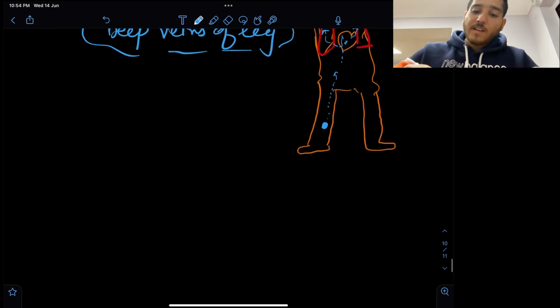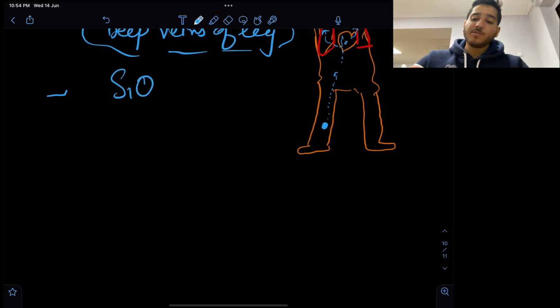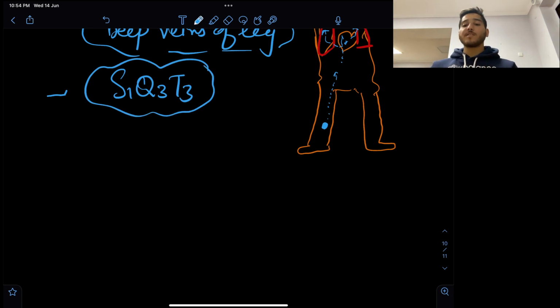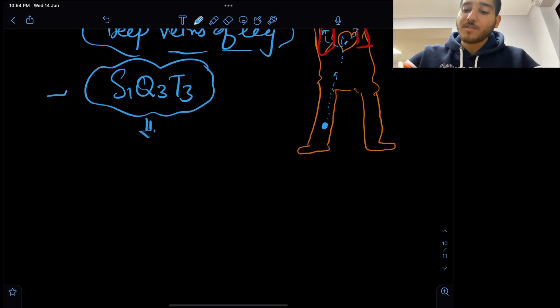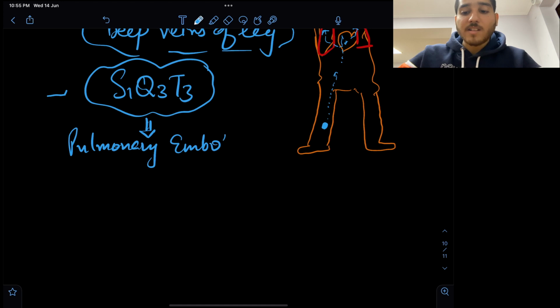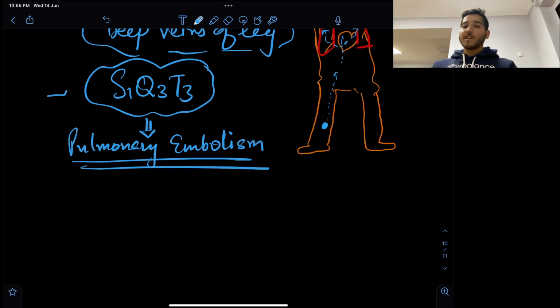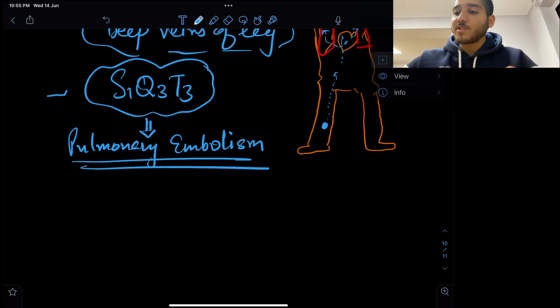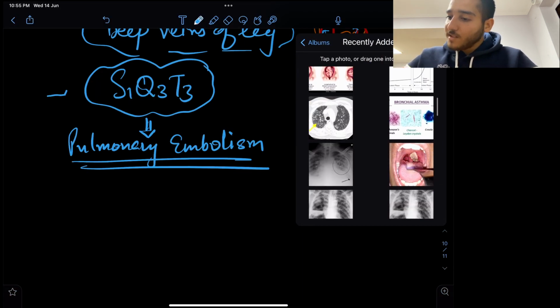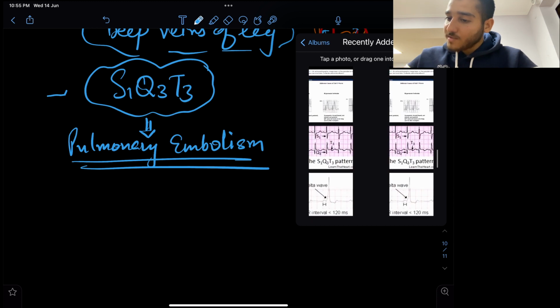In ECG, we usually read S1, Q3, T3. In many Krok questions, you get S1, Q3, T3 in the ECG. This is the classical presentation for pulmonary embolism. I'll explain what this S1, Q3, T3 means. In a patient of pulmonary embolism, when we do an ECG, we get S1, Q3, T3. I'll show the ECG once.